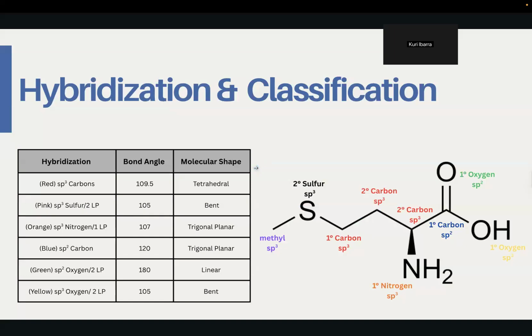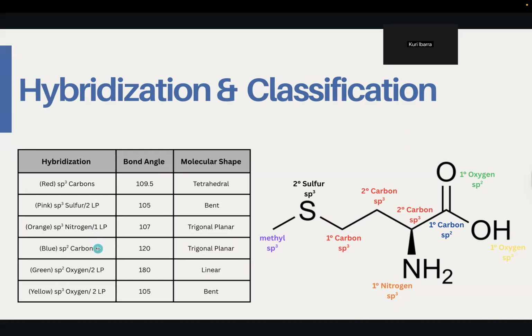As stated, these hybridizations determine the bond angle and molecular shape of each atom. The red sp3 carbons have a bond angle of 109.5 degrees with a tetrahedral shape. It is important to note that when the sp3 and sp2 atoms have lone pairs, both the bond angle and the molecular shape may change. Therefore, the pink sp3 sulfur with two lone pairs has a bond angle of 105 degrees with a bent shape. The orange sp3 nitrogen with one lone pair has an angle of 107 degrees with a trigonal planar shape.